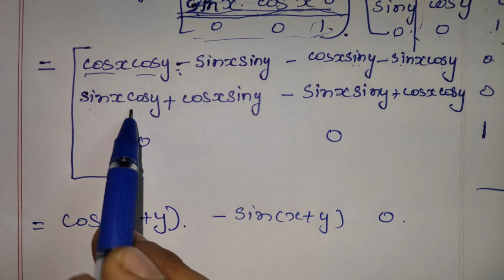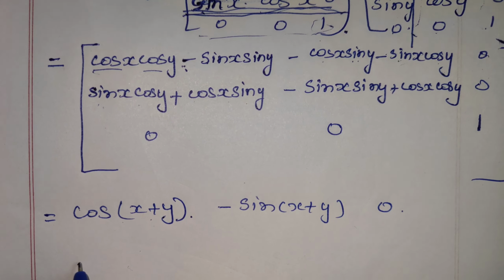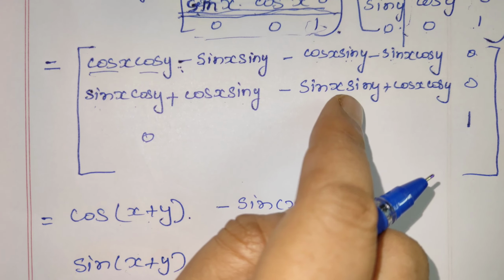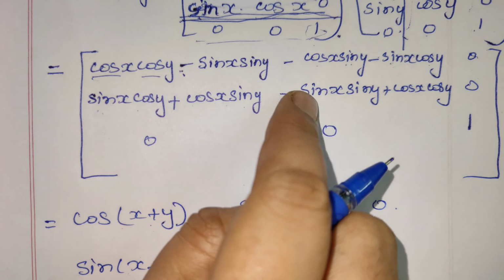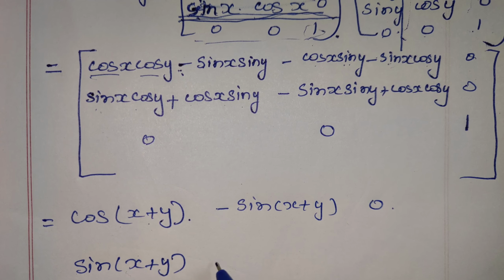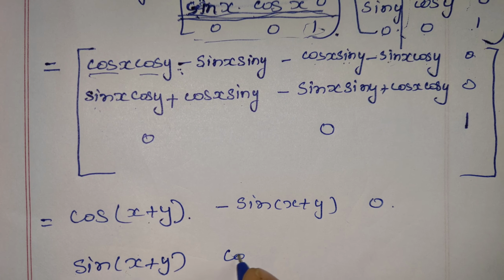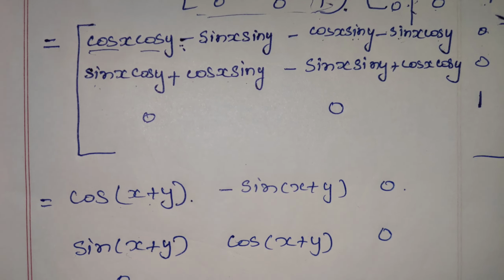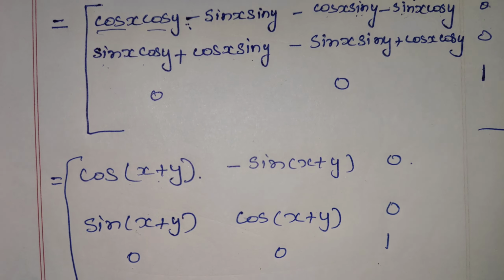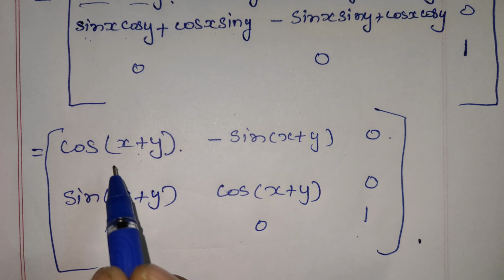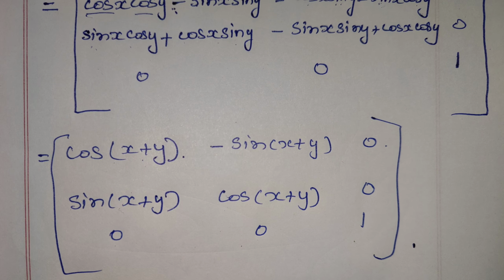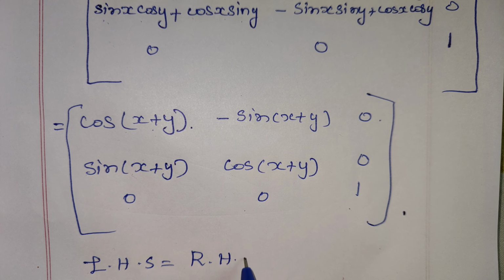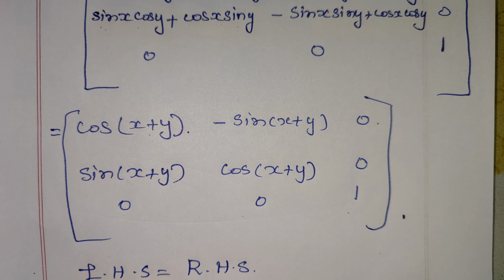Then this one, sin x cos y plus cos x sin y, therefore sin of x plus y. Then here again cos x cos y minus sin x sin y, therefore what you get is cos of x plus y, then 0, 0, 1. So now we got f of x plus y. So this is the LHS, and LHS equals RHS. Therefore we proved that f of x into f of y equals f of x plus y.